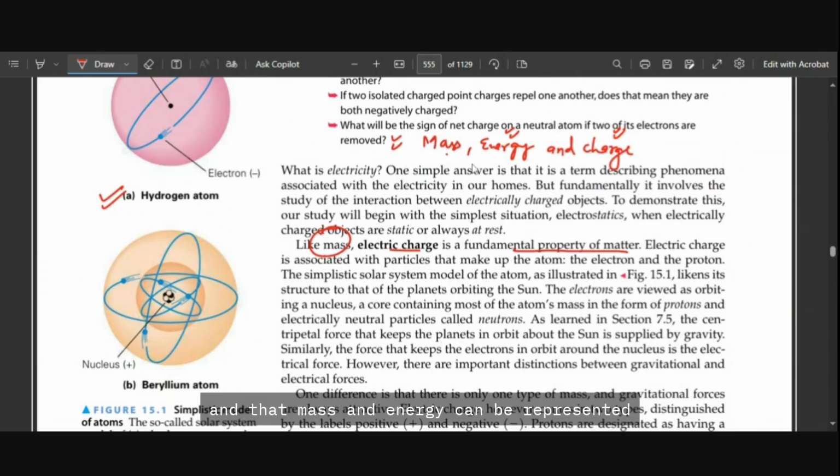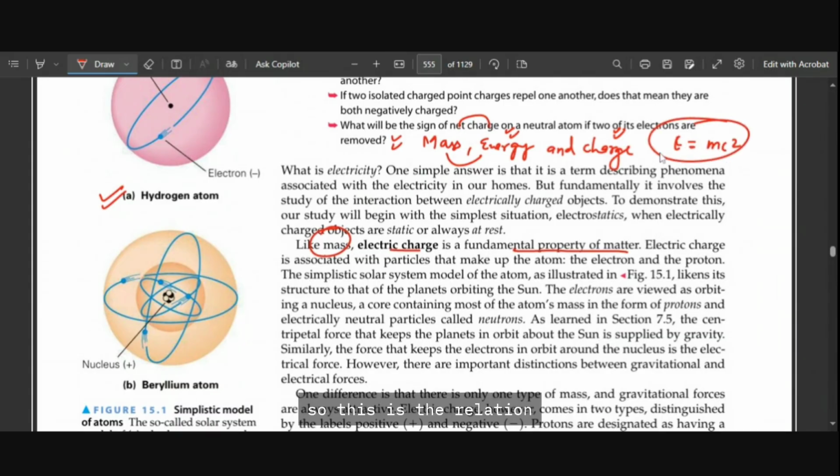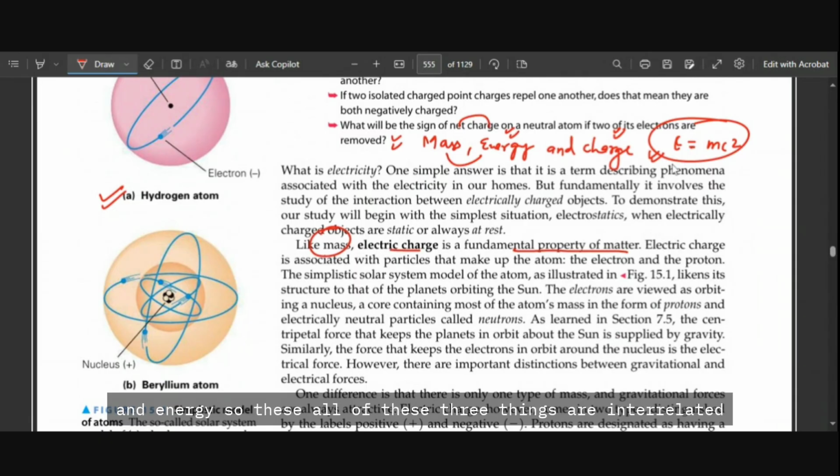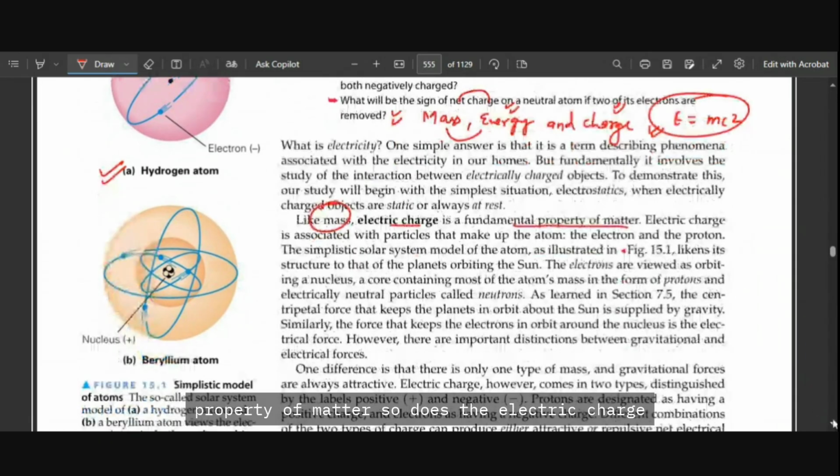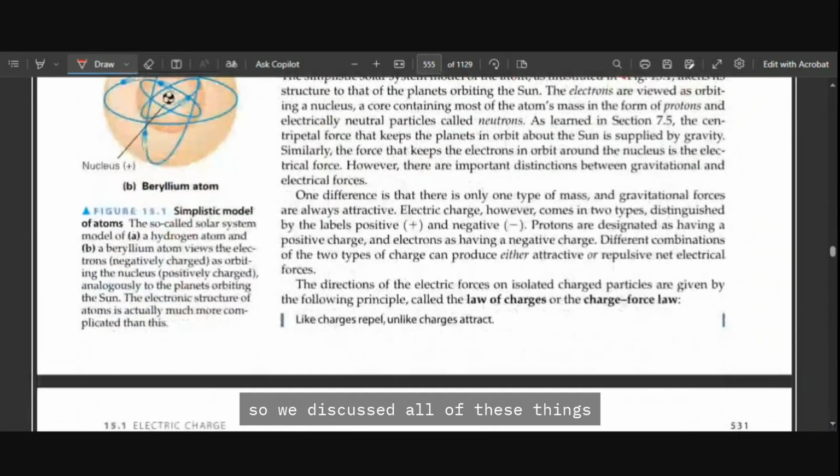Mass and energy can be equated using Einstein's energy-mass equivalence, which is given by E equals mc squared. This is the relation which relates mass and energy. All of these three things are interrelated, which is why they are referred to as fundamental properties of matter, and so does the electric charge. So we discussed all of these things.